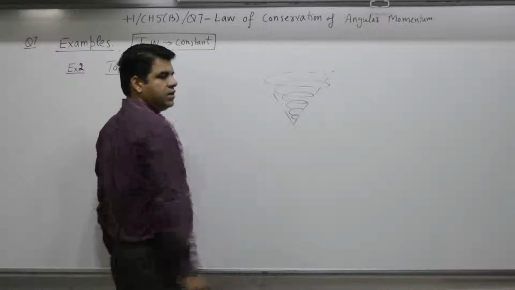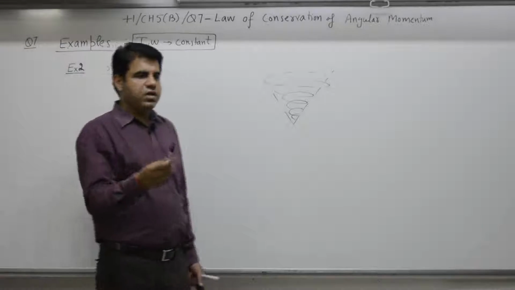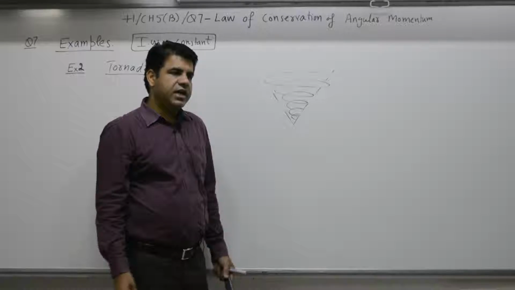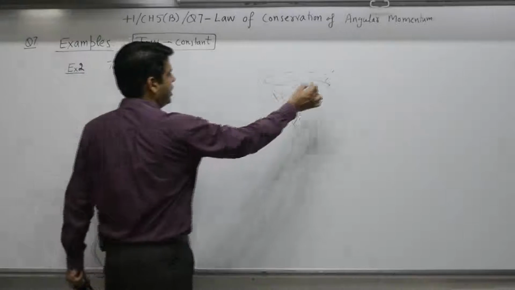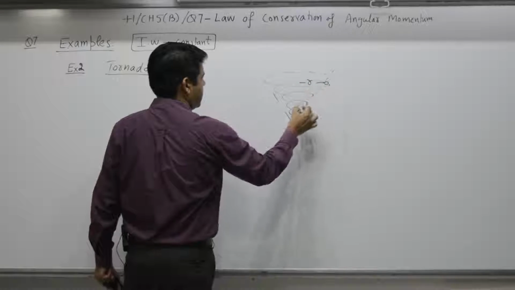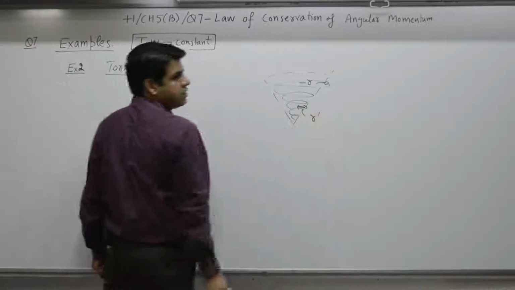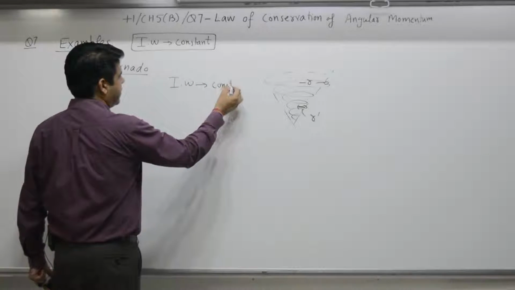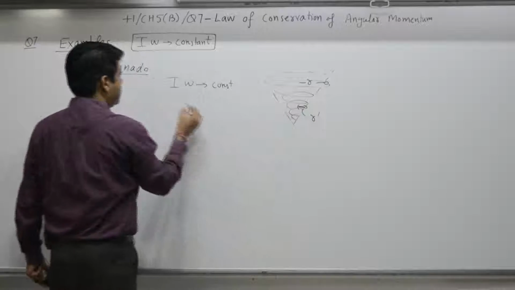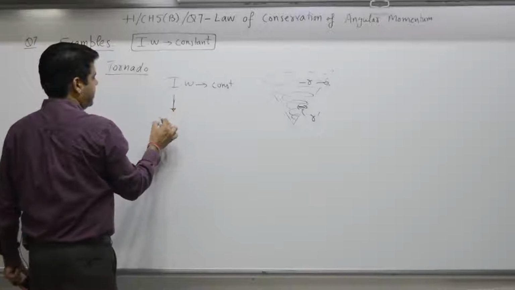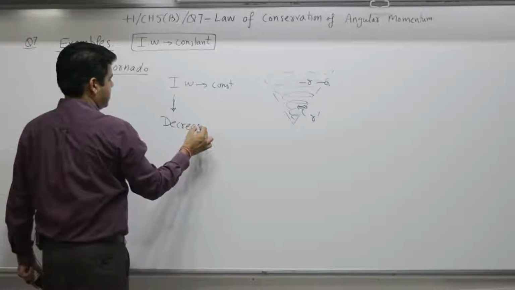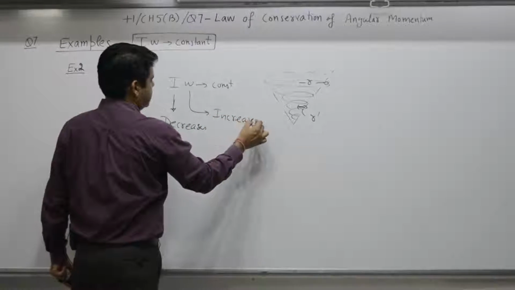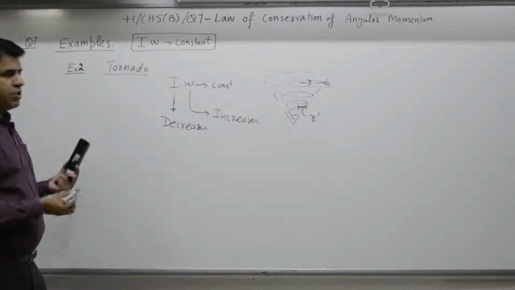As you move down, even for a mixer grinder also, you will see the fluid in motion, the inner layers are at very high speed. From this point to this point, this is R, this is R dash. I into omega remains constant. As you move from this position to this position, I decreases and omega increases. 2 minutes to write. Example number 2.